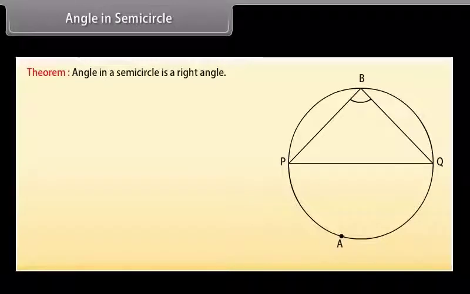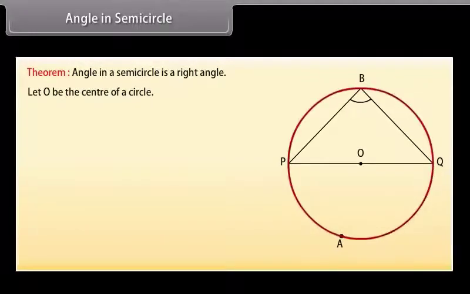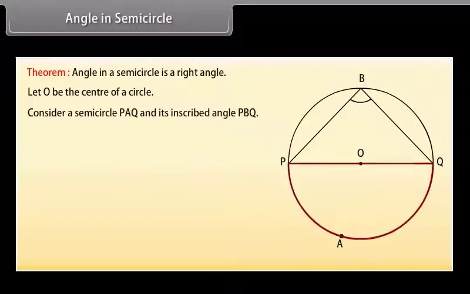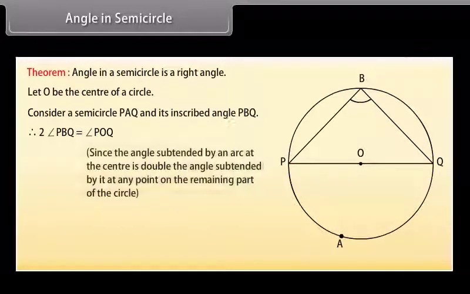Angle in semicircle. Theorem: angle in a semicircle is a right angle. Let O be the center of a circle. Consider a semicircle PAQ and its inscribed angle PBQ. Therefore, 2 angle PBQ is equal to angle POQ because we know that the angle subtended by an arc at the center is double the angle subtended by it at any point on the remaining part of the circle.